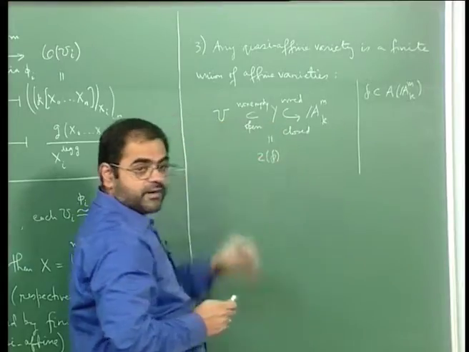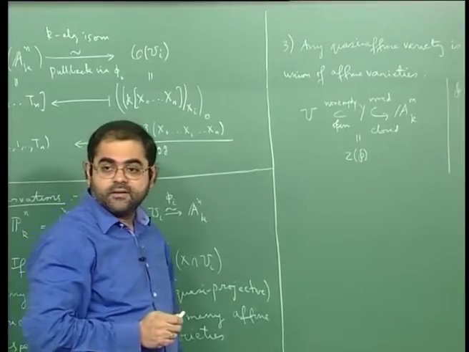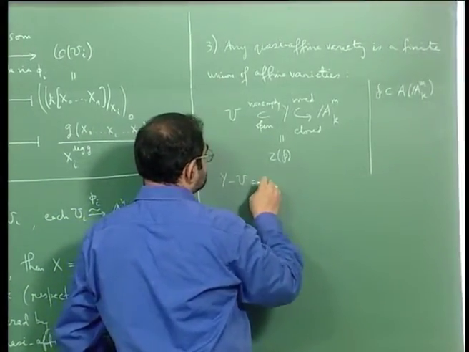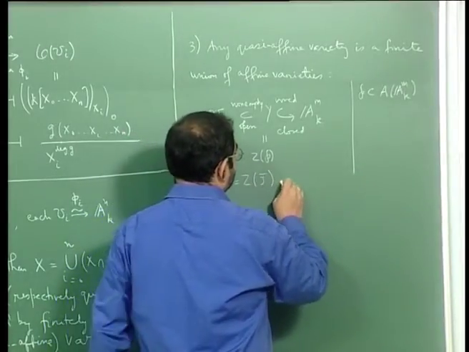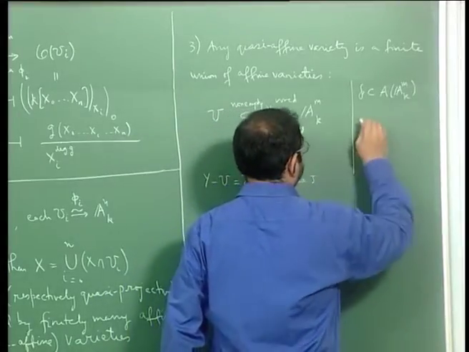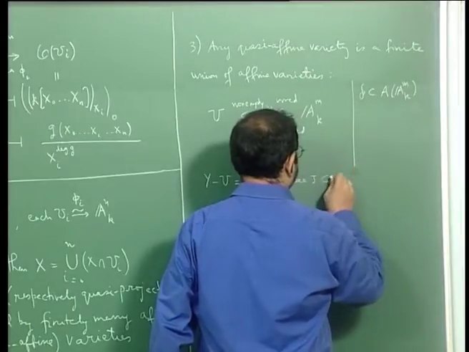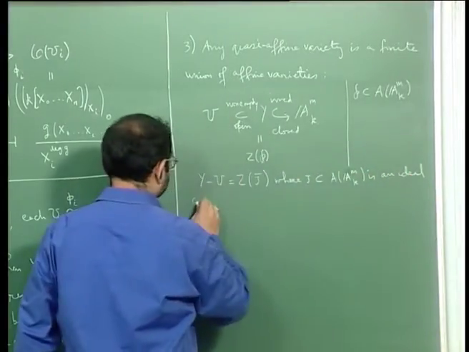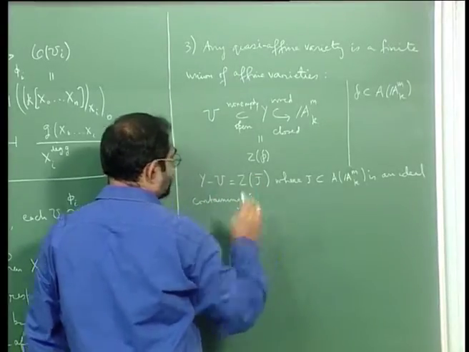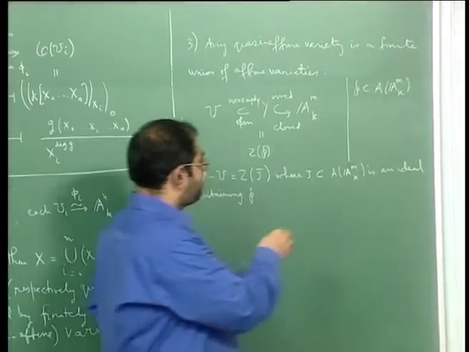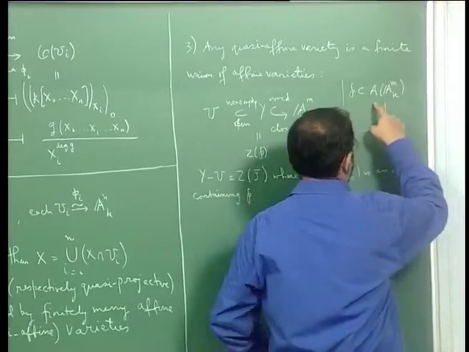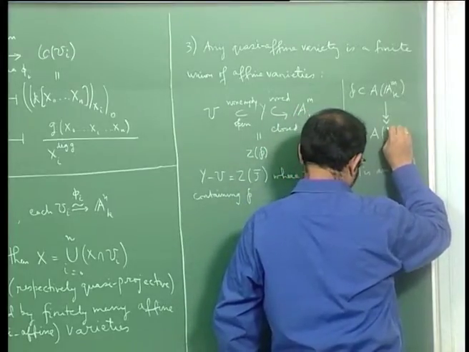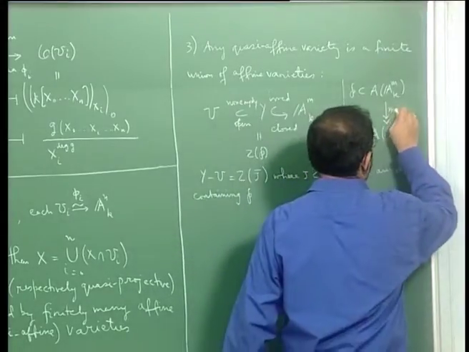the complement of U inside Y, which is a closed subset of Y, and it therefore corresponds to an ideal. So Y minus U is Z of J, where J in A of An is an ideal containing P. This is what will happen. You see, I have this quotient homomorphism from the affine coordinate ring of affine space to the affine coordinate ring of the affine variety Y, and this is just given by mod P.